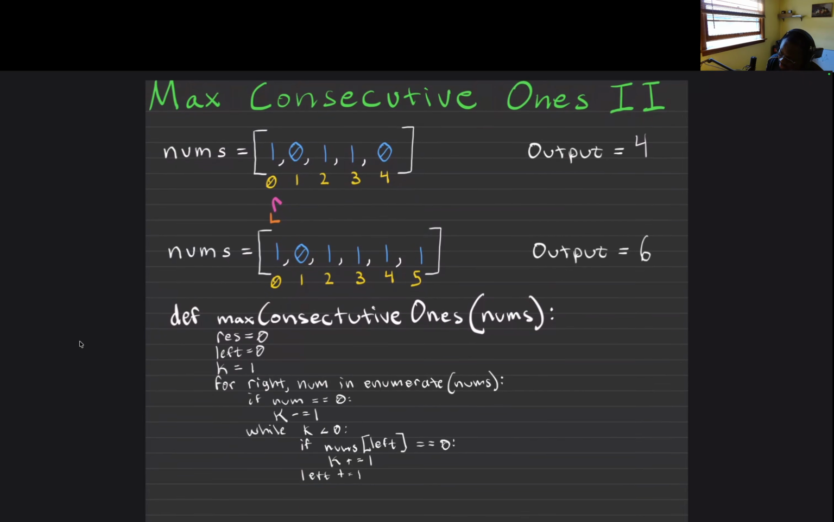Next up, we always track our best window. So res is equal to the max of res and right minus left plus 1, correct? At the very end here, we're going to just return the res. All right, let's do a walkthrough here. I'm going to go ahead and do this example up here.